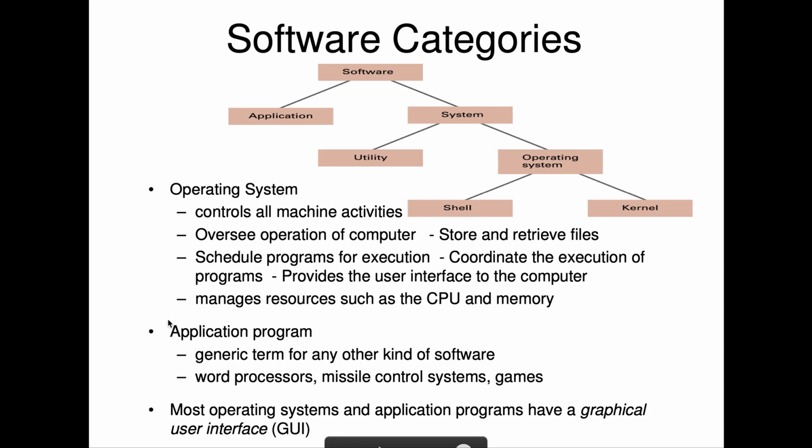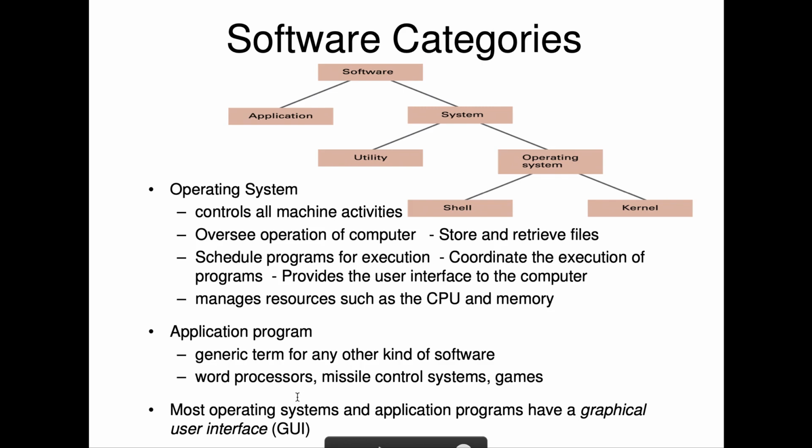Then we have another category, which is the application program. It's a generic term for any other kind of software except the OS. As we discussed before, we have the word processor, games, and missile control system. Well, that is true, because a missile control system is application software.